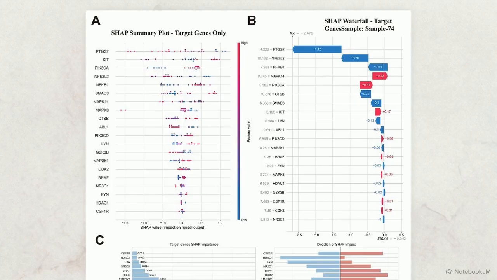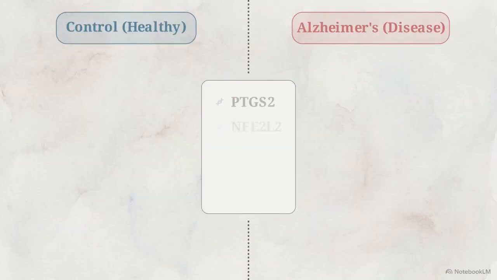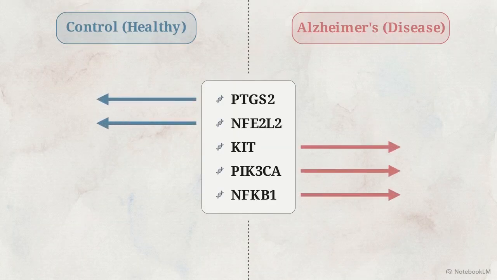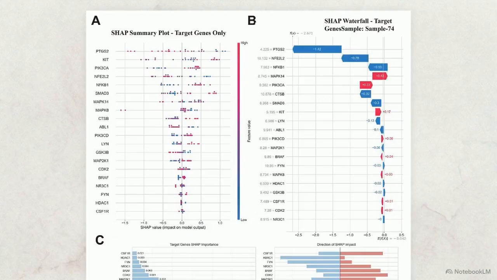This SHAP summary plot ranks those variables. 5 genes overwhelmingly contribute to the model's accuracy: PTGS2, KIT, PIK3CA, NFE2L2, and NFKB1. SHAP values also track directional impact, measuring the degree to which a gene's expression actively pushes the algorithm toward a specific diagnosis. Panel B isolates a representative control sample. You can see the competing genetic forces at play, with blue blocks pushing the final prediction left toward control, while red blocks push right toward Alzheimer's.